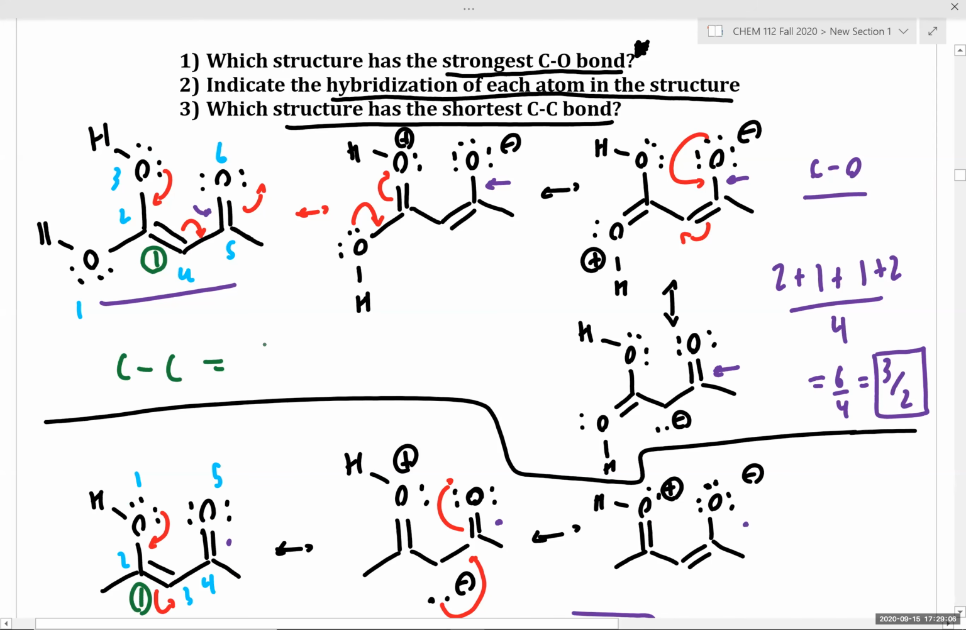So we have a bond order of 2 in our first structure, a bond order of 1 in our second structure, a bond order of 1 in our third structure, and a bond order of 1 in our fourth structure. If we divide by our total number of resonance structures, that gives us a bond order of 5/4.